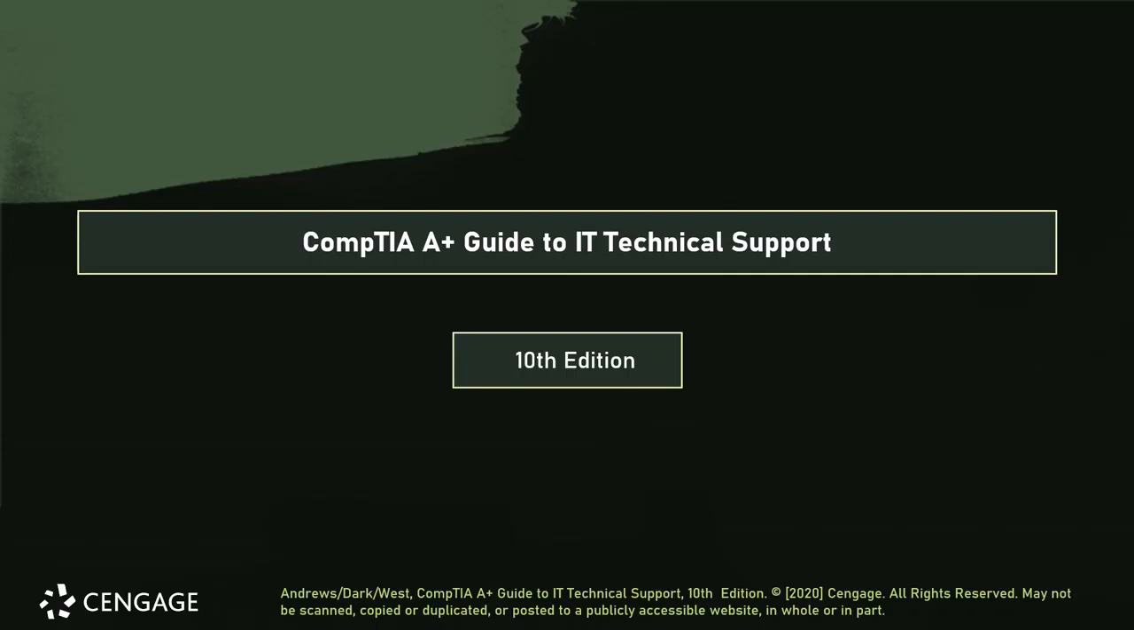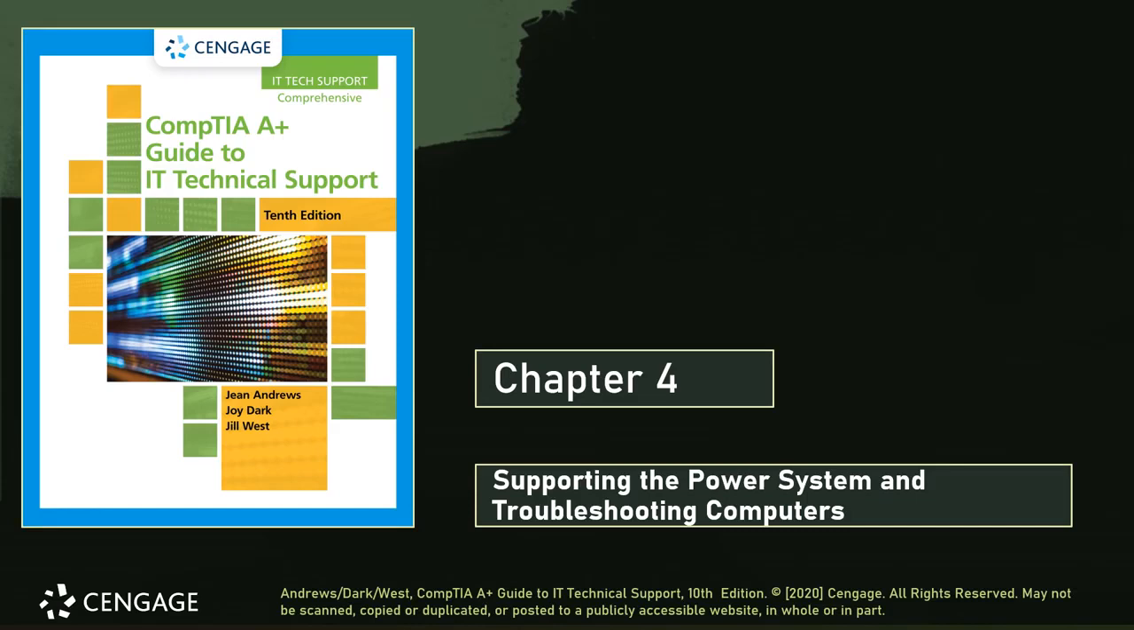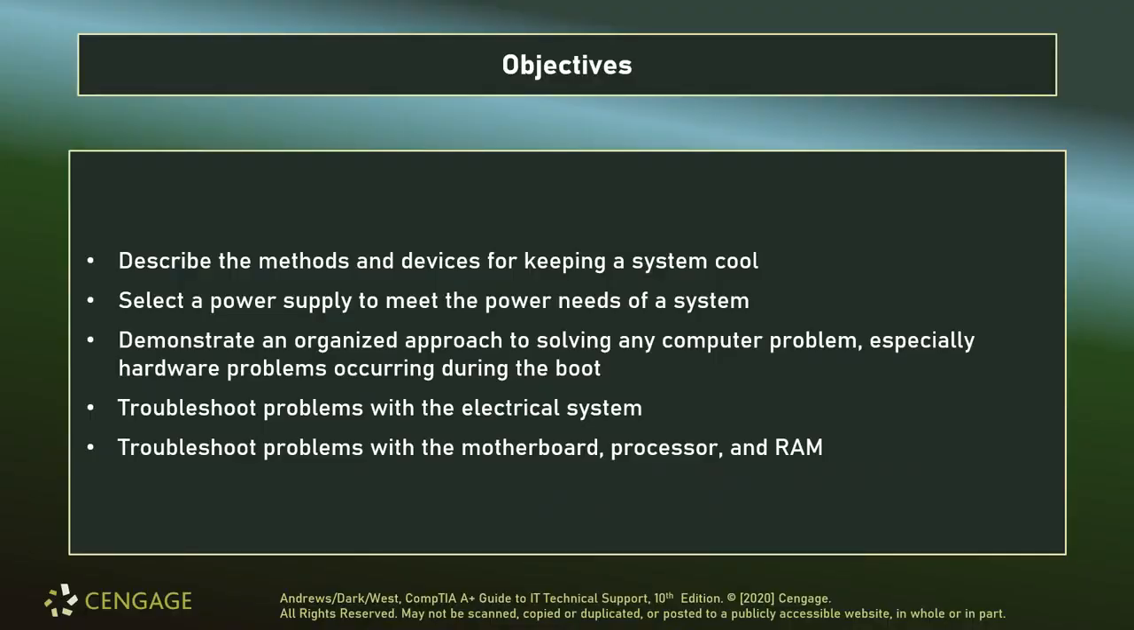Let's take a look at Chapter 4 today. Chapter 4 is all about troubleshooting computers and supporting the power system. Our objectives for today are to describe the methods and devices that we use to keep a system cool, because of course power generation results in waste heat.